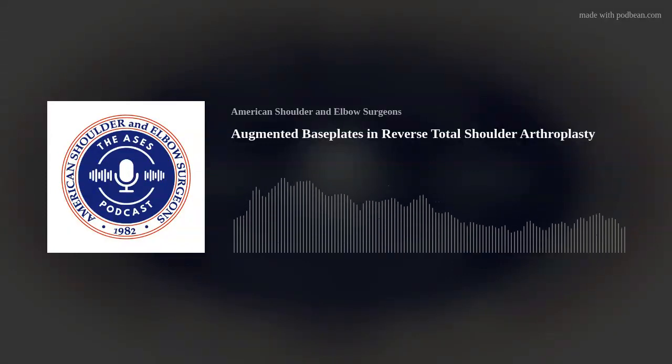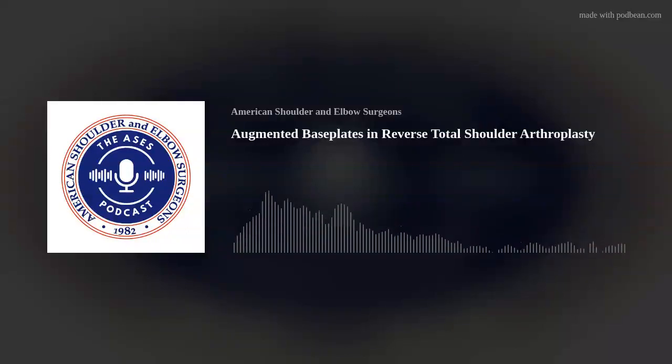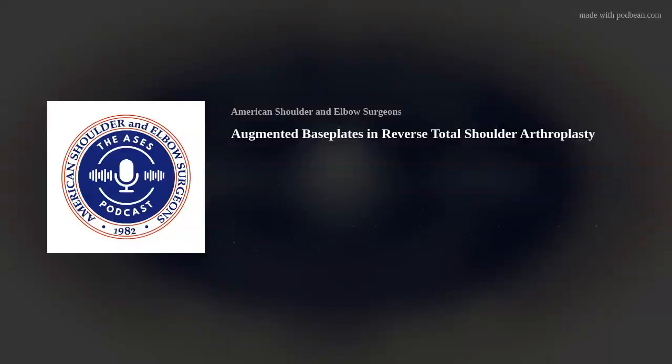All right. So we have one vote for no augment, one vote for augment. Joe Abboud, come in here as our tiebreaker. How would you approach the glenoid in this patient?